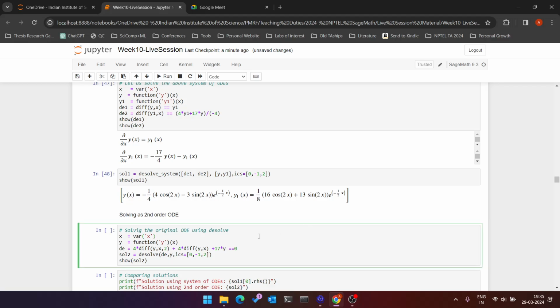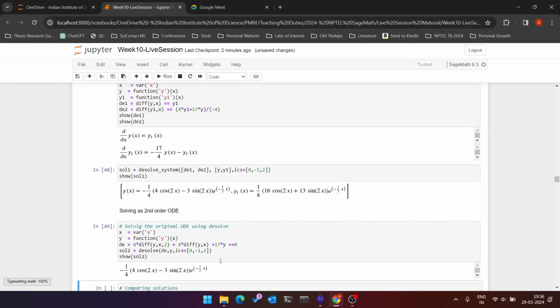Next, I'll be solving this whole thing as a second order ODE. Same process: variable x, y as a function of x, and then the differential equation directly contains the second derivative of y with respect to x, as well as the first derivative of y with respect to x, and so on. Then we solve it using dsolve, specify the variable to be y and initial conditions as given here.